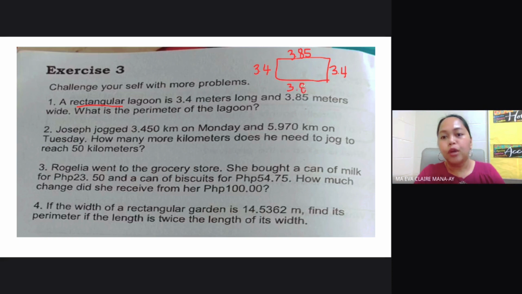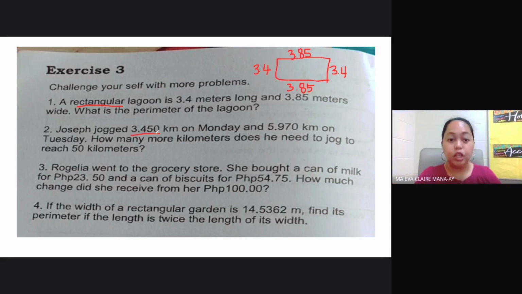Now, for you to get the perimeter of this lagoon, all you need to do is to add all of the values that you have here. Okay, so that's 3.4 plus 3.4 plus 3.85 plus 3.85. Now again, make sure that you follow the different steps that we have in adding your decimals.